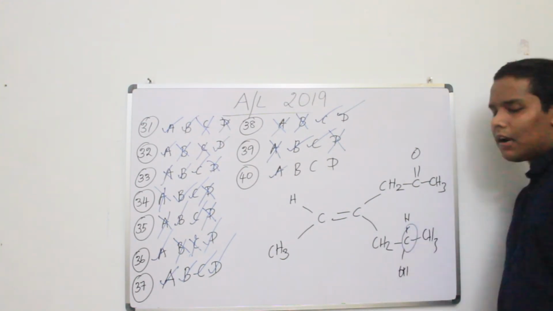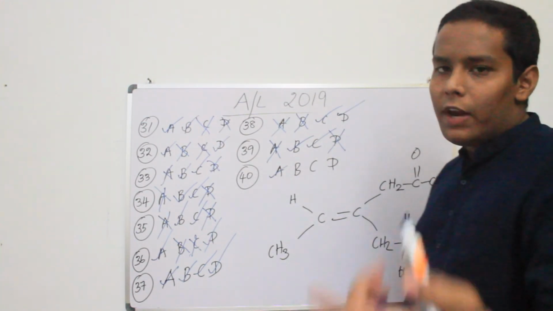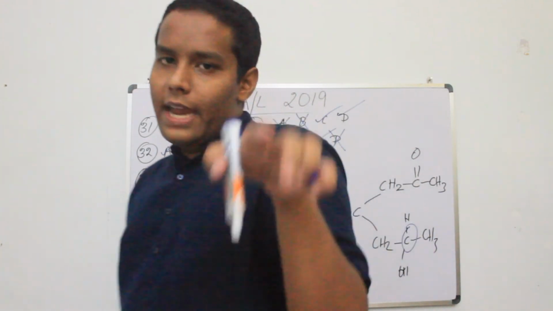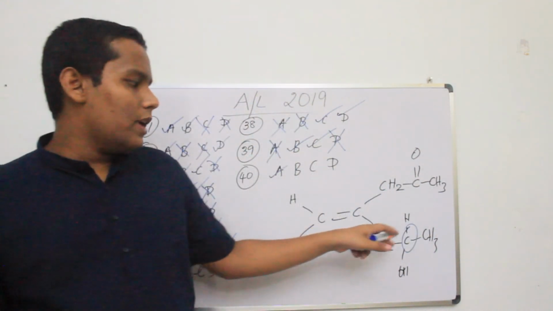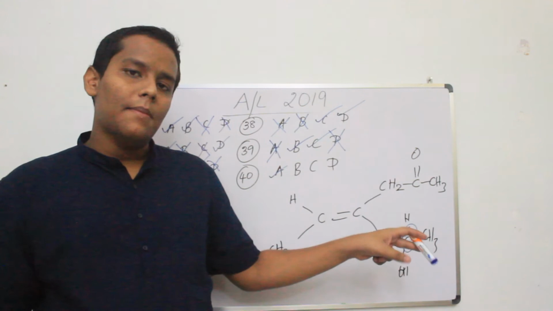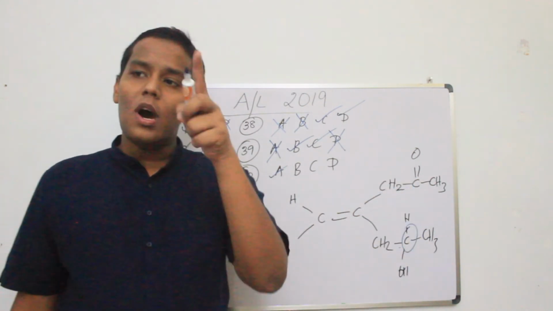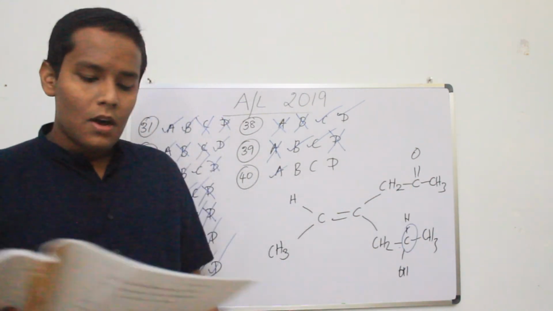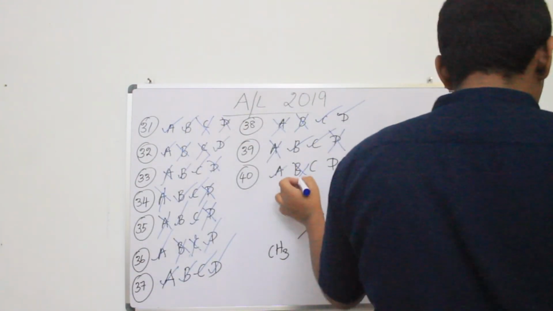Wrong, no? This is a chiral carbon. A carbon attached to 4 different groups is a chiral carbon. So any organic compound with a chiral carbon should exhibit optical isomerism. This has a chiral carbon, so therefore surely it will exhibit optical isomerism. So B is wrong. C.